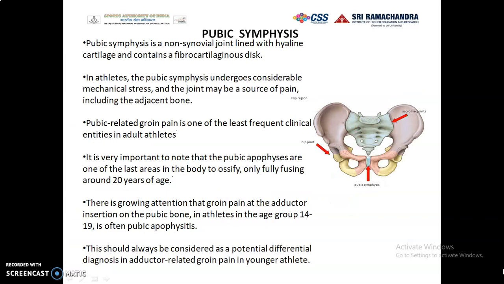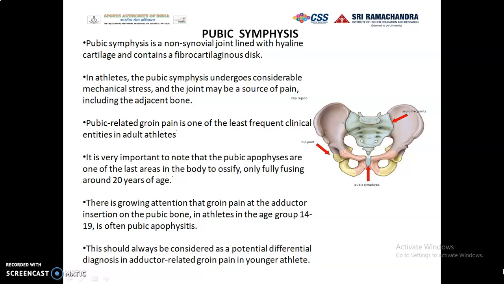Next one is the pubic symphysis. The pubic symphysis is a non-synovial joint lined with hyaline cartilage, and it contains a fibrocartilaginous disc. In athletes, in sporting populations, the pubic symphysis undergoes considerable mechanical stress, purely because of the sports. Following the mechanical stress, the joint may be a source of pain, including the adjacent bone.